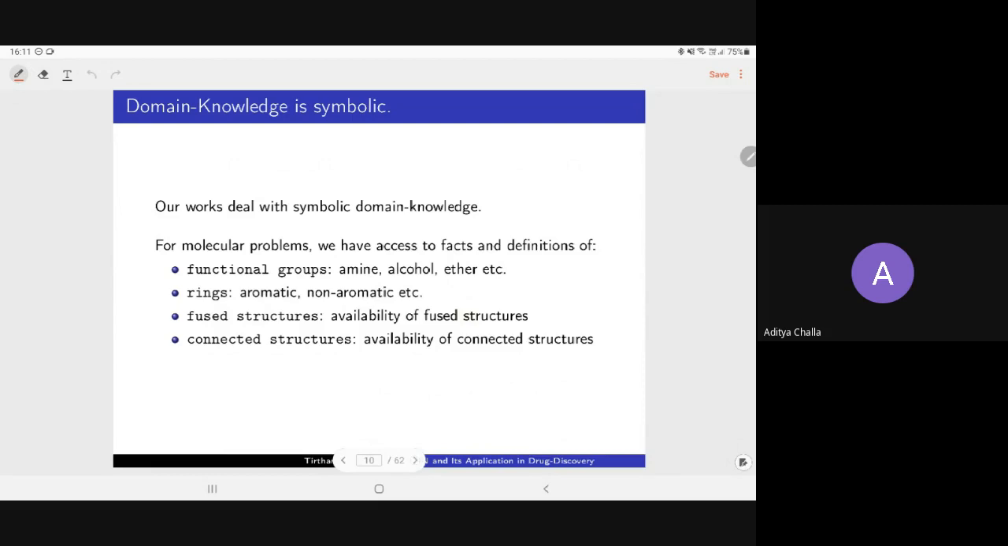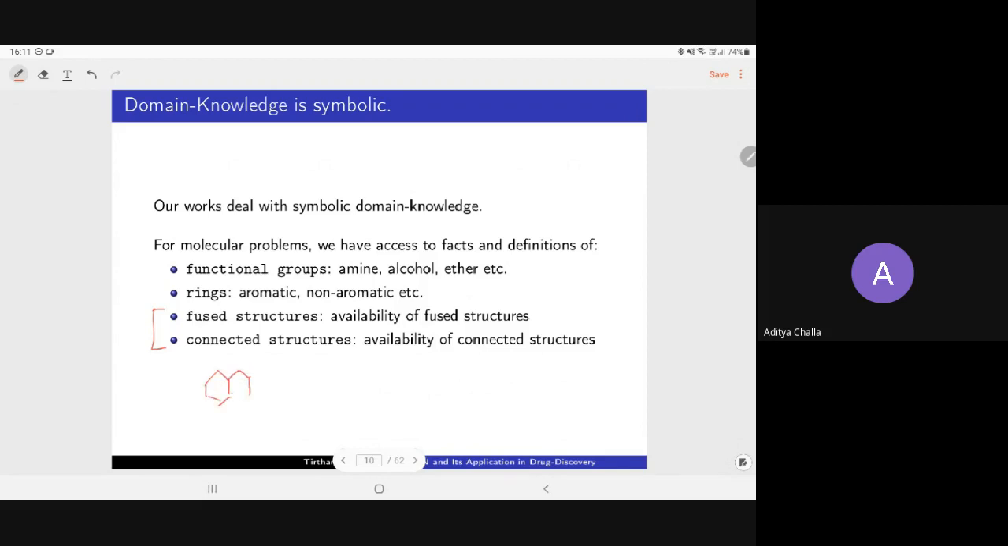Now, our work deals with symbolic domain knowledge. For the molecular problems that we'll be dealing with here, we have access to the facts and definitions of various functional groups, such as amine, alcohol, ether, and there are at least 40 others, I guess. And rings like aromatic rings, non-aromatic rings, and heteroaromatic rings and all those. Further, we have two higher order relations called fused structure, which determines when two structures are fused, and a definition of connected structures to determine whether two structures are connected. So this is a fused structure.